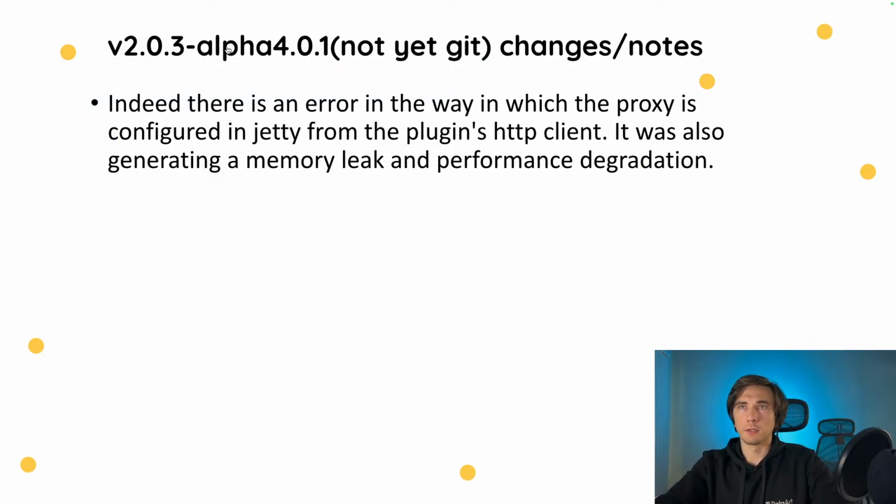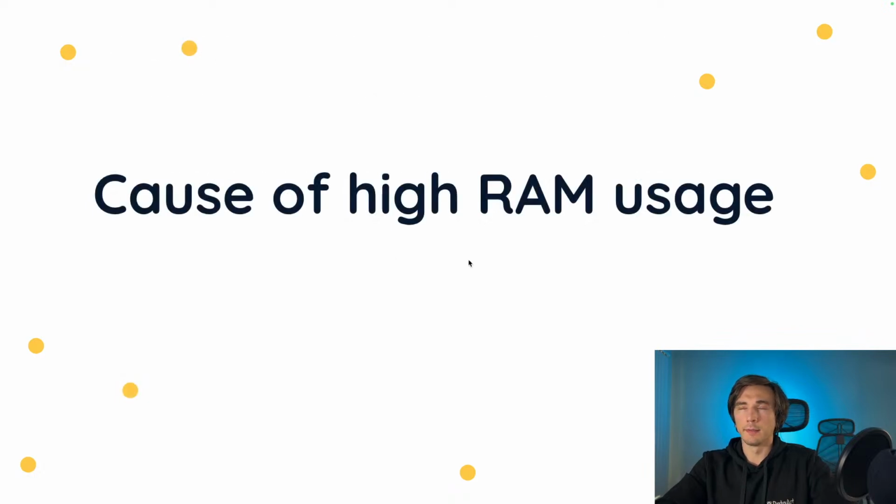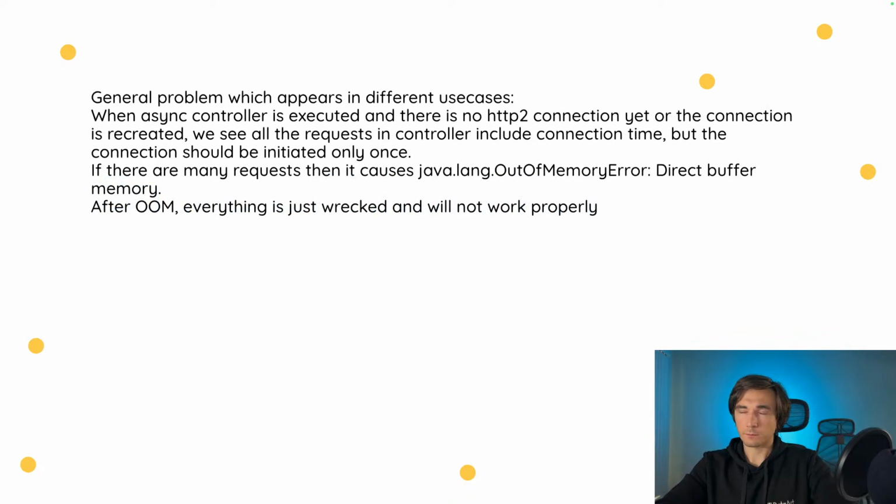So in this version, Alpha 4.01, the problem with the proxy was fixed. The problem where, when you connect the proxy, Charles, you're getting memory leaks and performance degradation. And then after tons of different tests and experiments, it looks like I found the root cause of the high RAM usage. And generally, the problem statement looks like this.